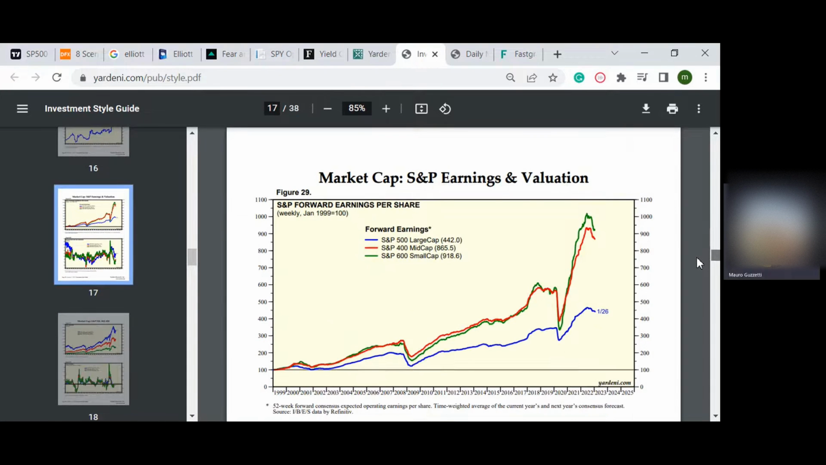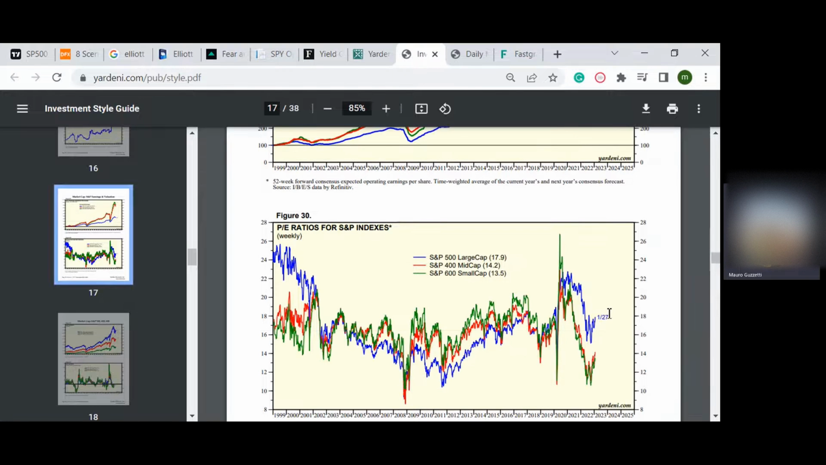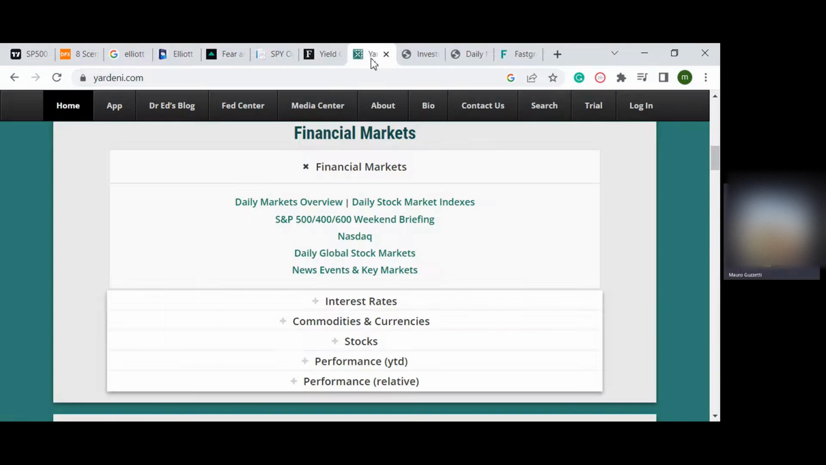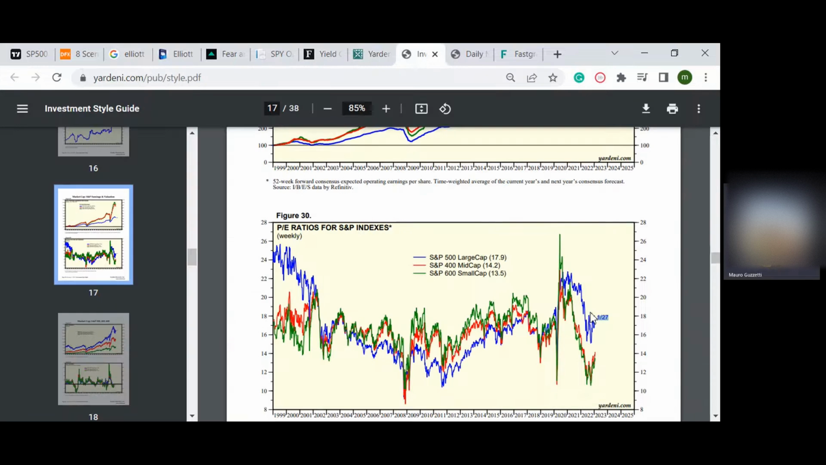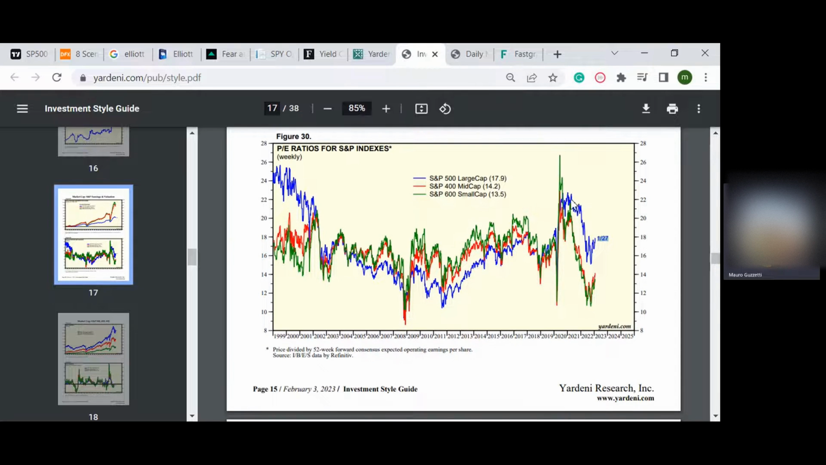P/E ratios show how cheap or expensive things are. Look, large caps, we are not cheap. Considering that the curve is inverted and the economy is not looking good, it is not cheap, it is higher, at 18, higher than the average of the 2000s. It's apart from the crazily overvalued market of 2020, but that was different because the bond rates were at zero. So we are still overvalued for big caps. We are pretty cheap for small caps.